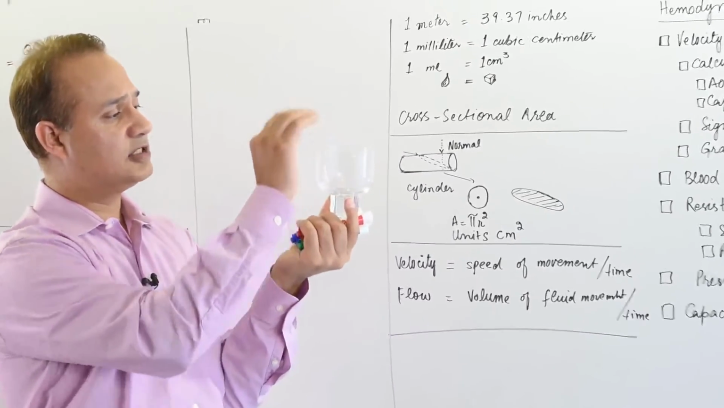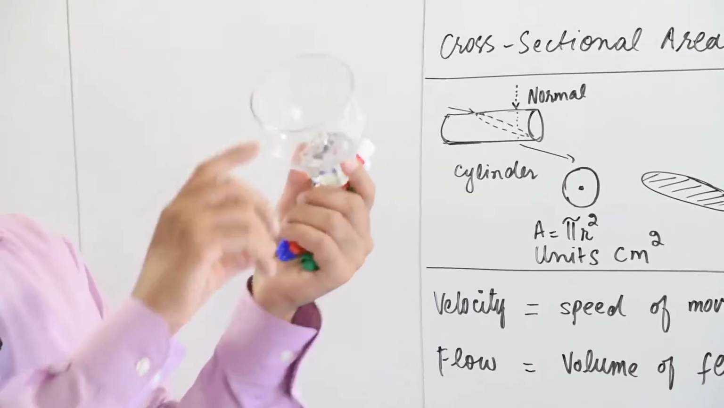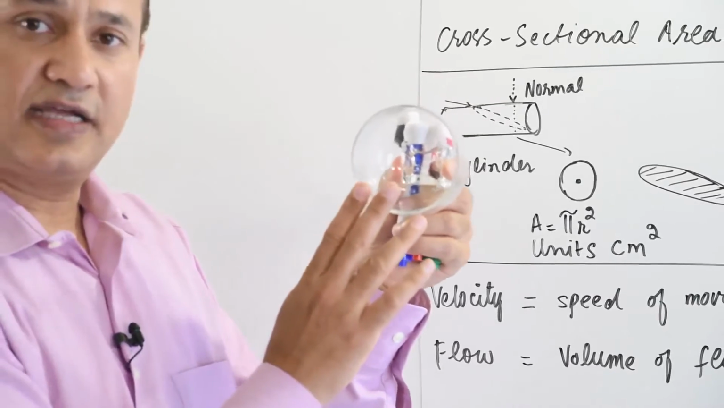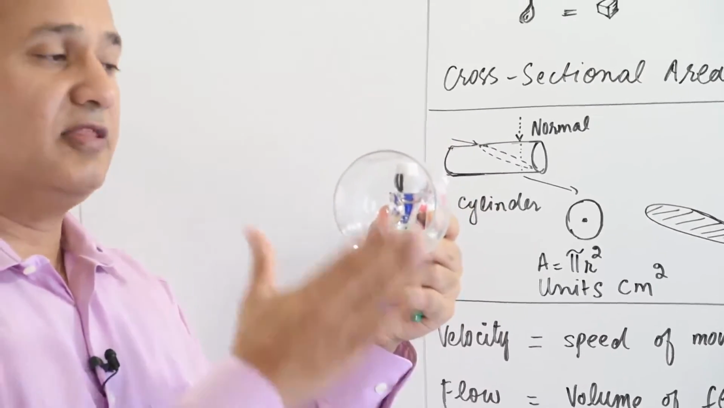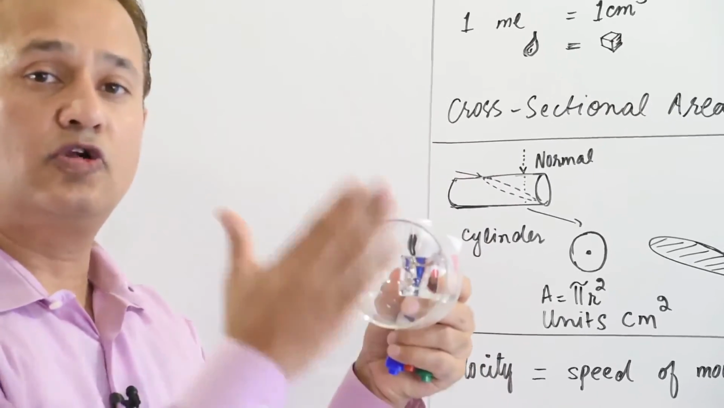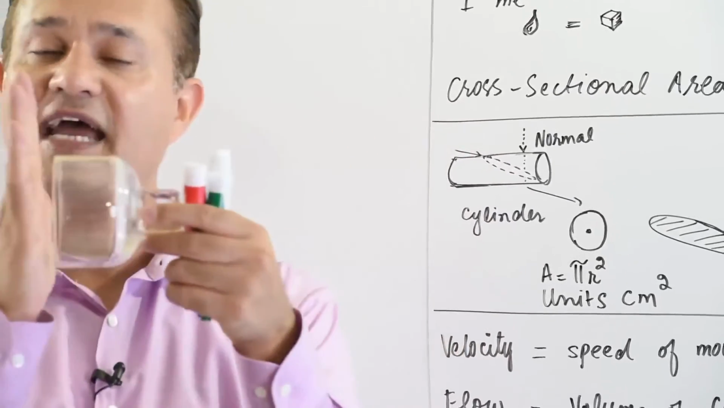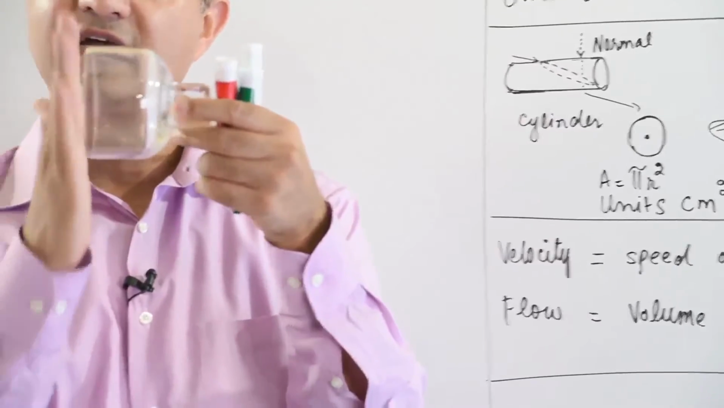This glass, if it was longer, is a longer cylinder. And a cross-sectional area is what you get if you cut a cylinder at a plane. Now that one plane could be normal. Normal means at right angles. You cut it at right angles.